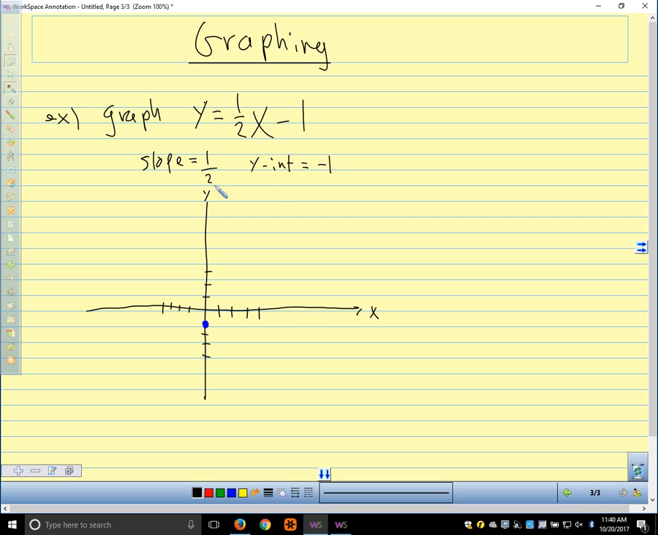And then we can use the slope to plot some more points. This says to go up 1 over 2. So from here, I'm going to go up 1 over 2. And usually you want to plot 3 points to make sure you're accurate. Up 1 and over 2. And then I'm just going to connect those with a nice line. And there would be a graph of that line.